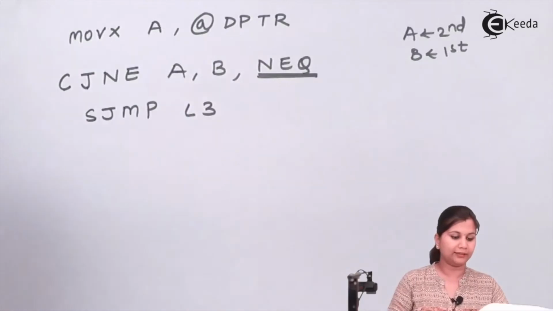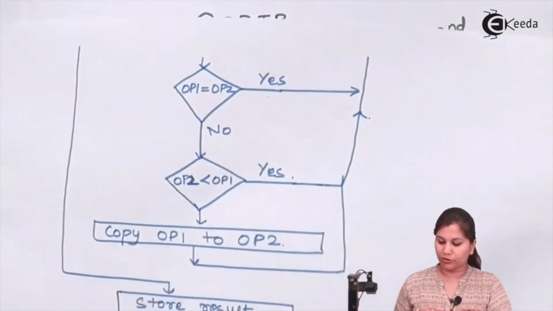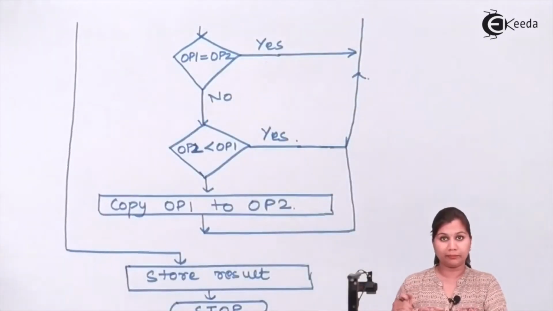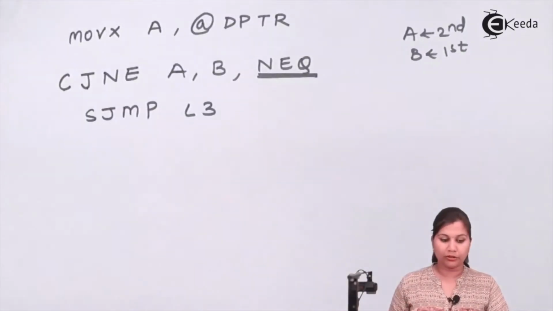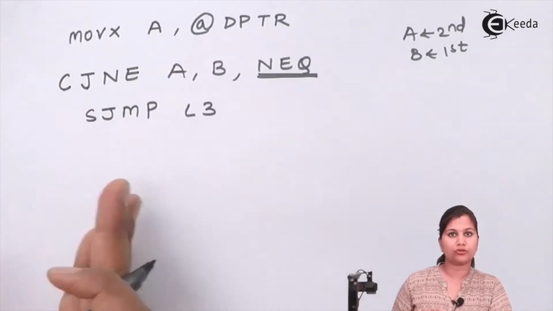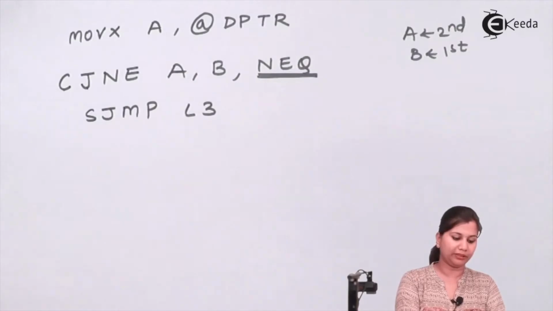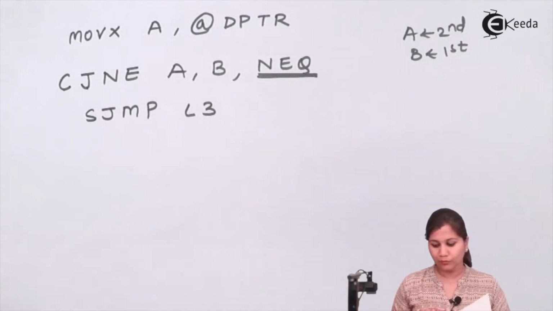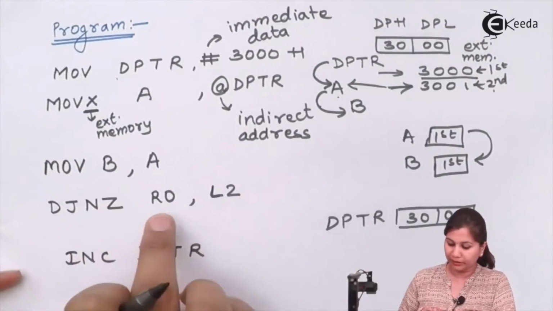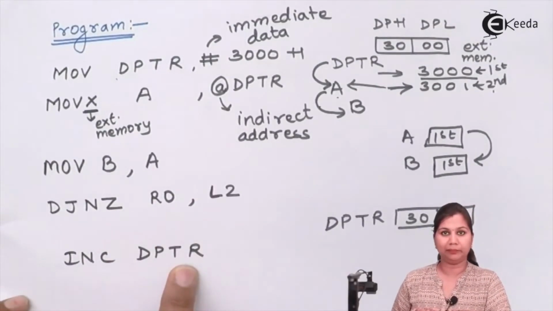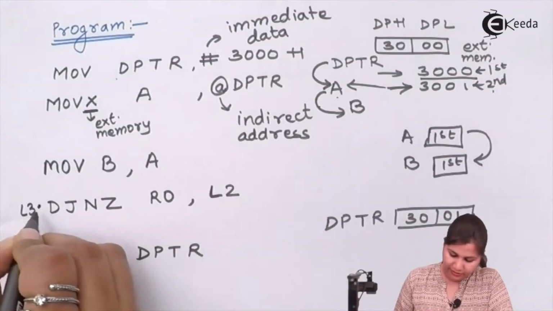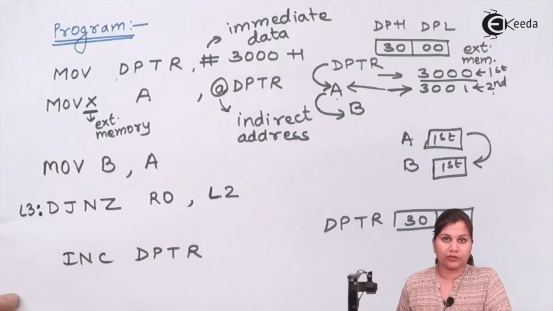You can see that in the flowchart also, when it is equal, then you have to decrement the counter. There is no need of doing exchange because they are equal to each other, so just decrement the counter and repeat the process. So it is going to jump at this memory location, decrement the counter, increment the DPTR, and again the comparison is to be done. So L3 is written at this memory location.